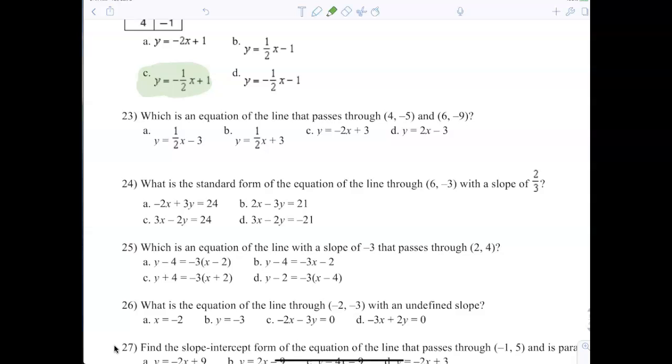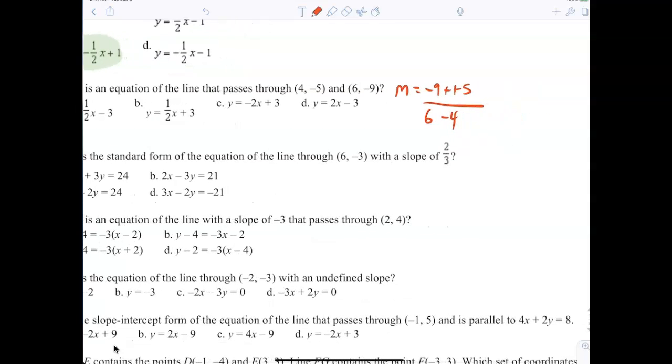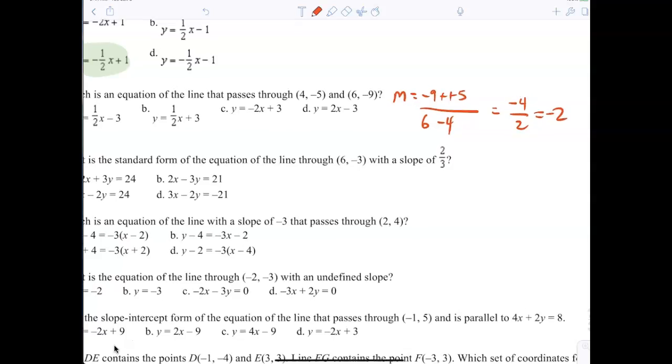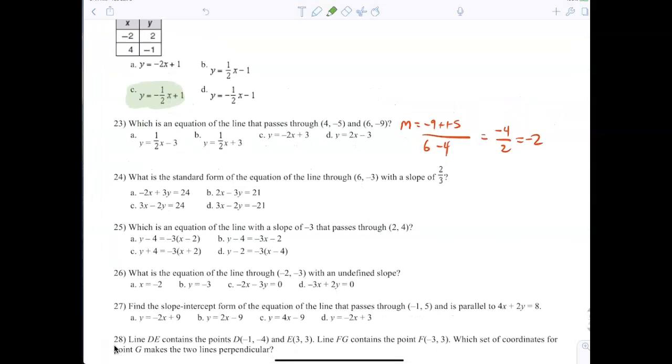Now, again, let's just go through this, please. So we want to find the slope, right? So M equals negative 9 minus negative 5 over 6 minus 4. So it looks to me like the slope was negative 4 over 2, which is negative 2. Wow. So that answer is what? C. Everybody agree with that? All right.